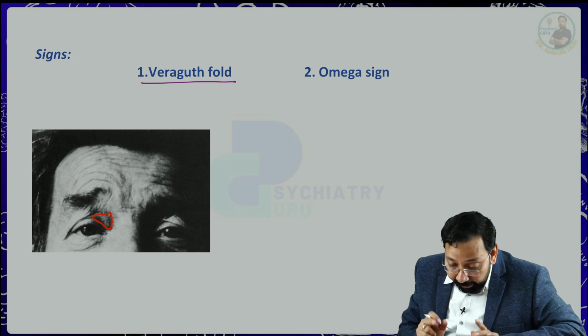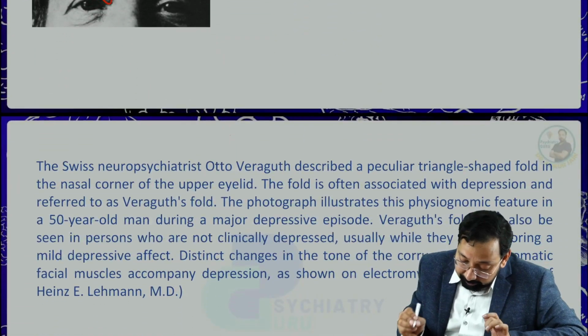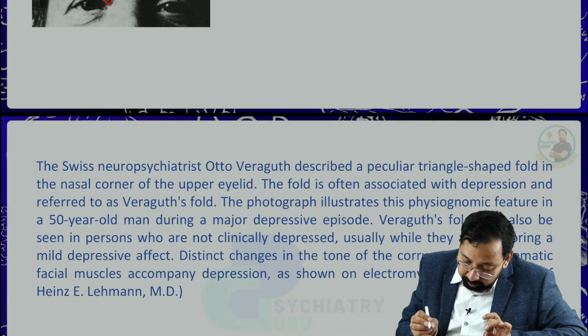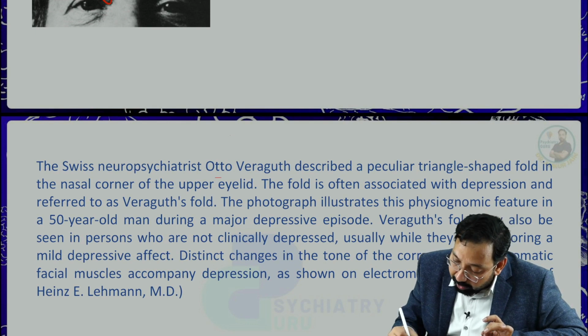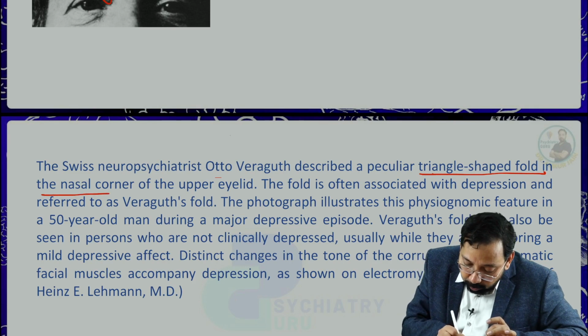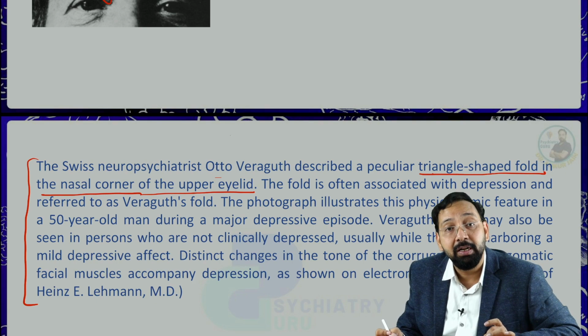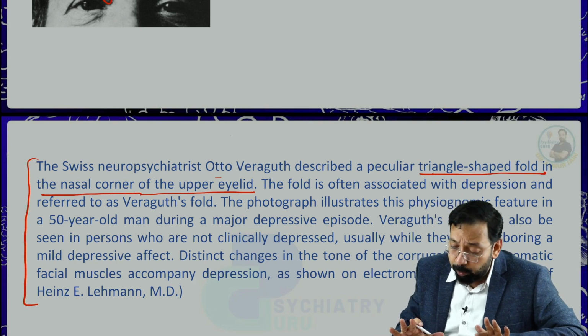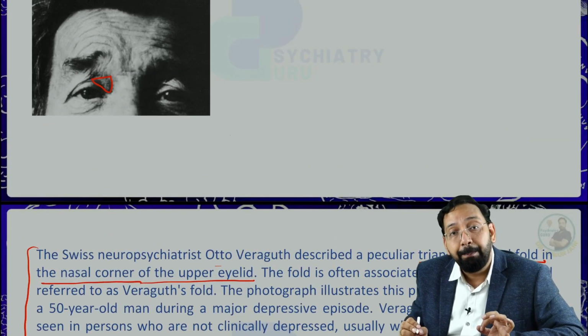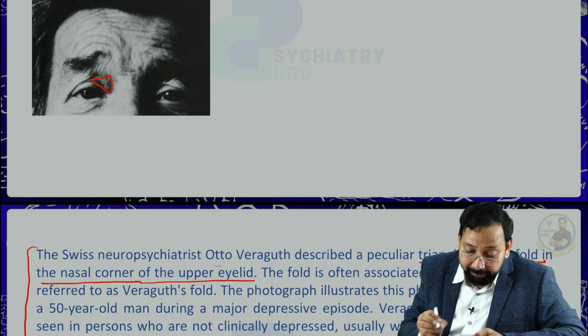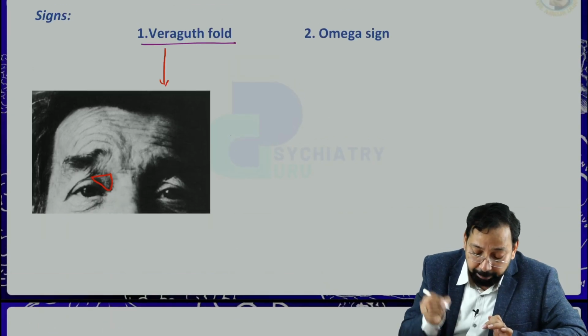No. That is the reason I have kept this synopsis. Otto Veraguth described a peculiar triangular shaped fold in the nasal corner of the upper eyelid. I have taken this paragraph from the synopsis. So you can easily go with the nasal side of the upper eyelid. Got the point? It is a triangular fold. It is a sign of depression.